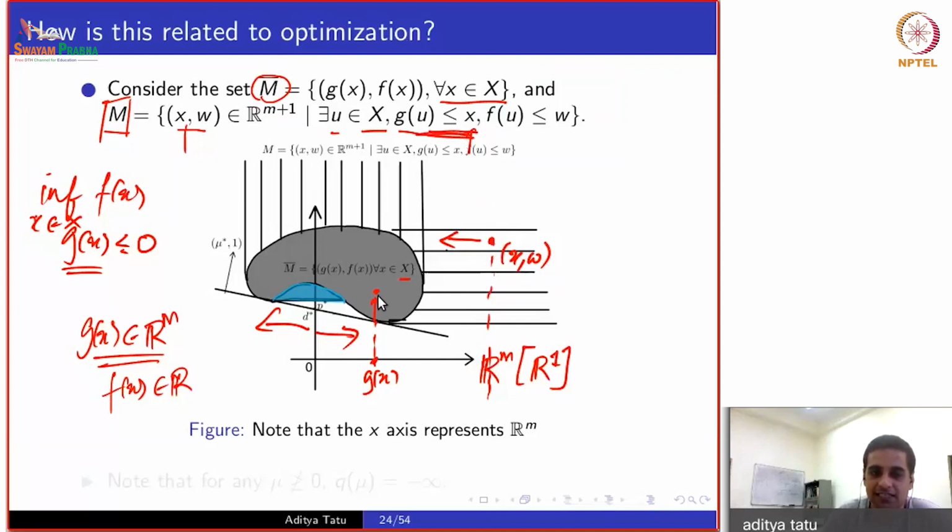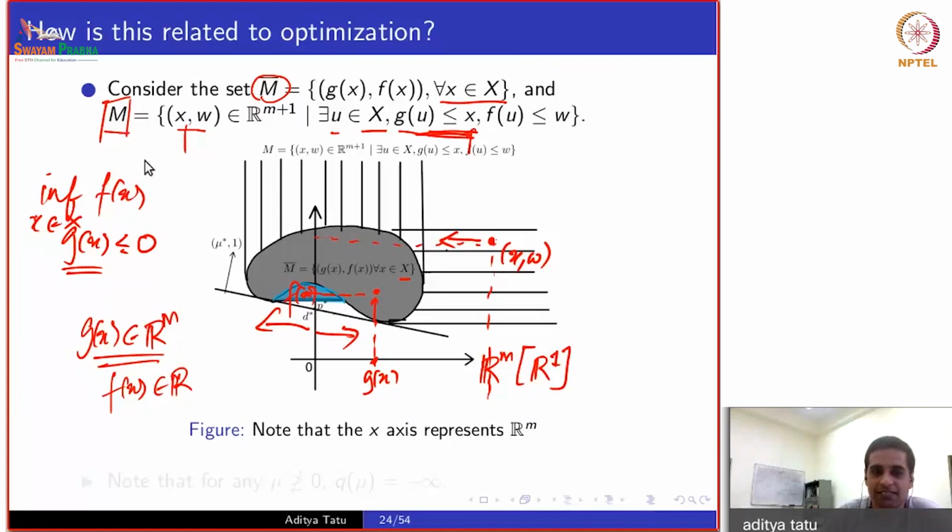How about the second condition? The y coordinate of this is f(x), right? Is w greater than f(x)? Is the y coordinate of this point greater than this? It is. So therefore, it satisfies this condition as well. Therefore, this point is included in my set M.